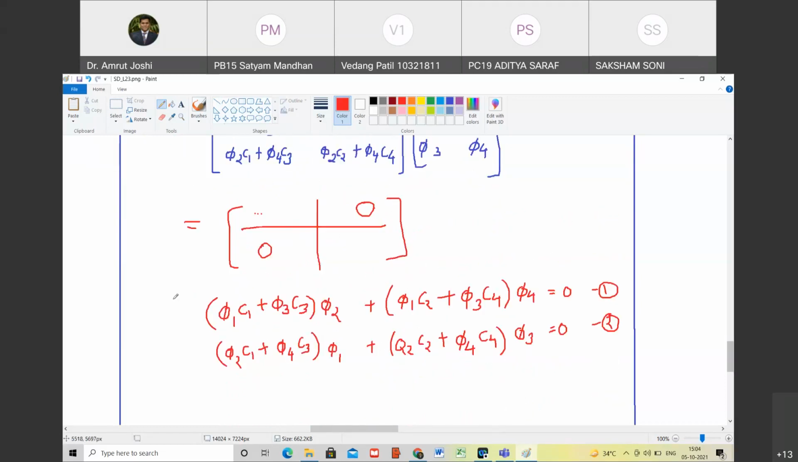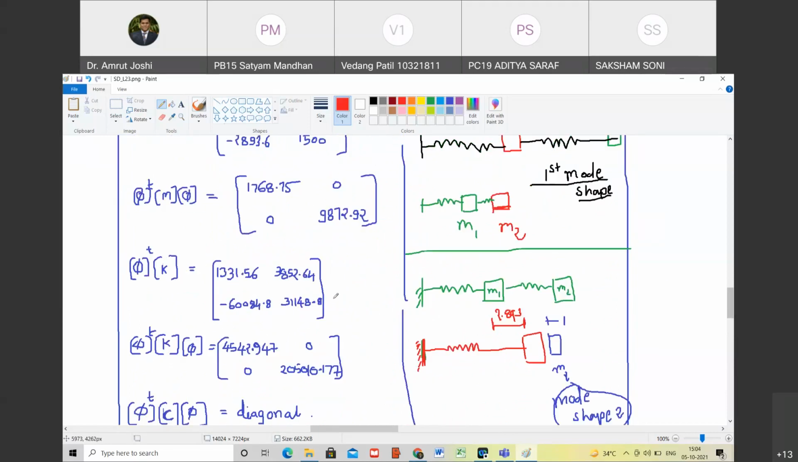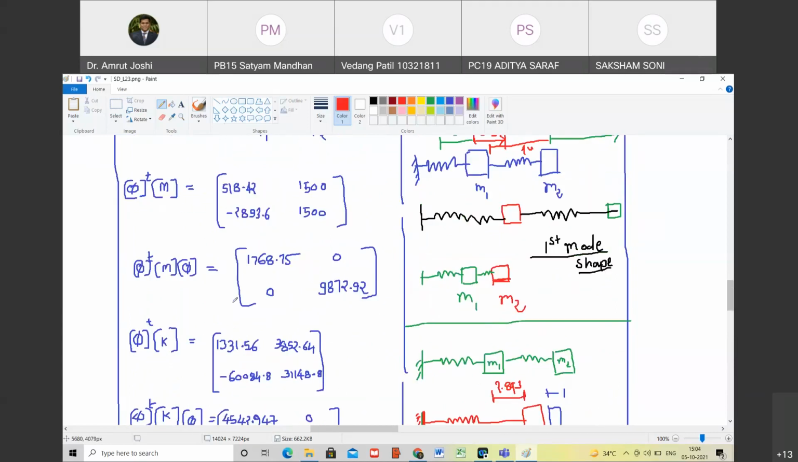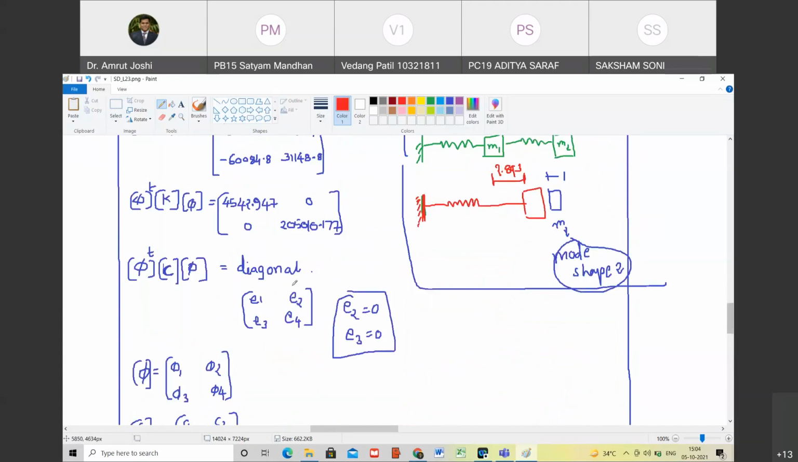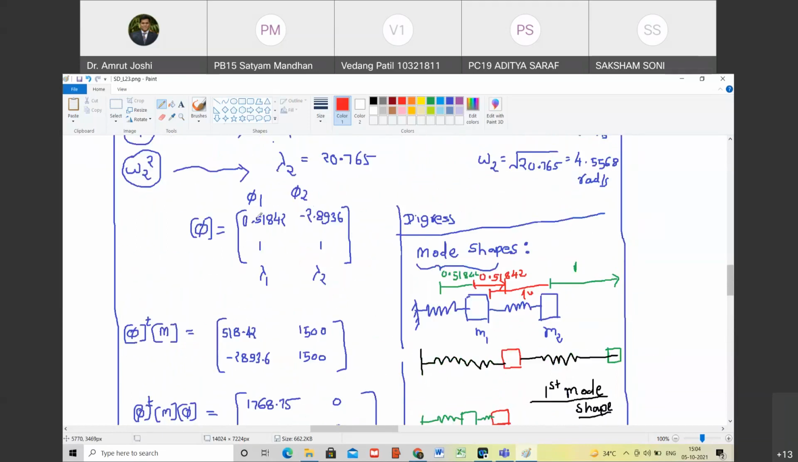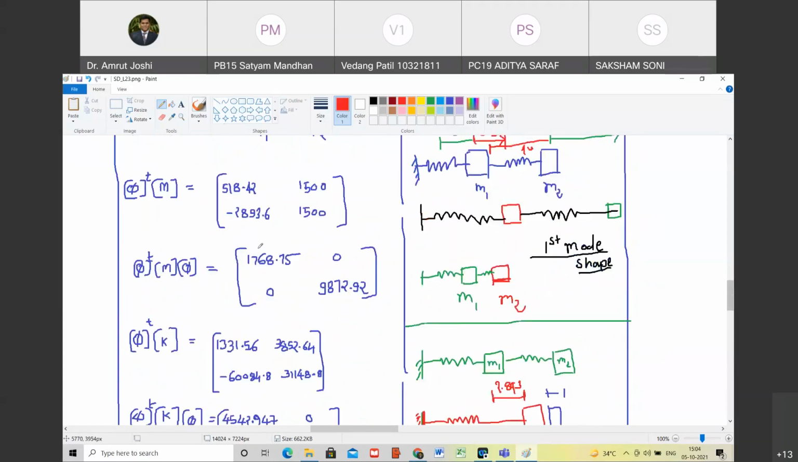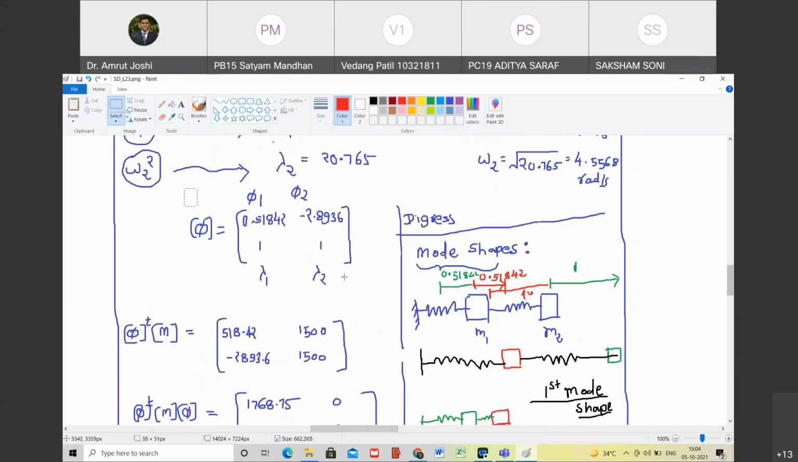Now, what is phi 1, phi 2, phi 3, phi 4? We know phi 1, phi 2, phi 3, phi 4. Yes, we know the phi matrix. So let me bring this here. This is the phi matrix.